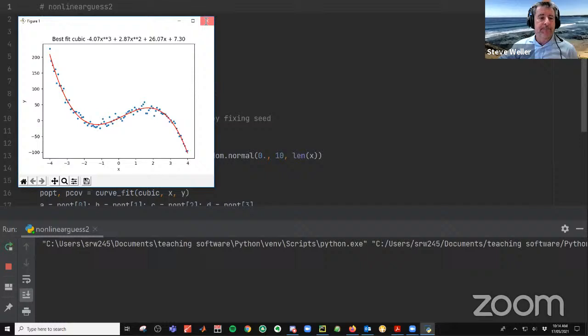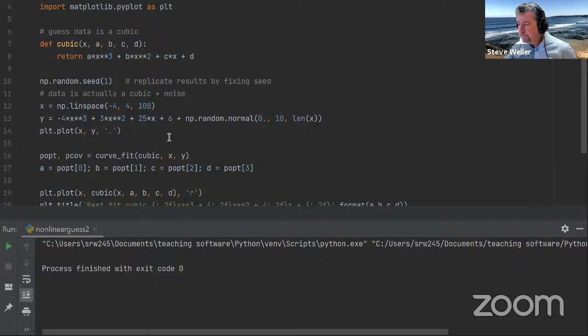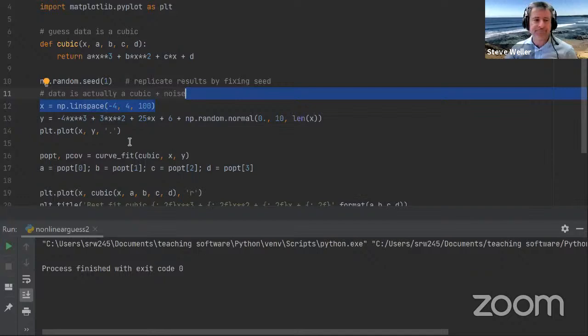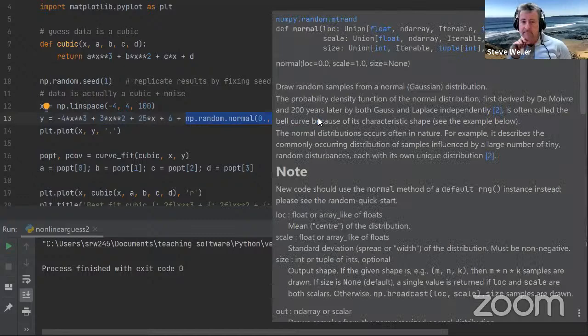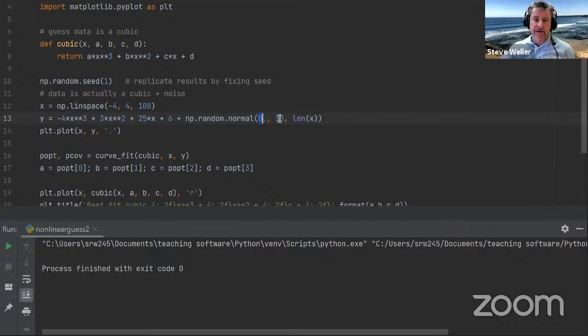So what you'll notice is I deliberately skipped over it because I had to generate the data somehow for the program to fit. And you'll see here in lines 12 and 13 that I generate a sequence of x points between minus 4 and 4, 100 of them. And here in line 11 is actually a cubic polynomial, minus 4x cubed plus 3x squared plus 25x plus 6. The values aren't particularly important, other than they just produce a nice curve for display, plus some normal or Gaussian random noise. And I've just set the parameters here, the mean and the standard deviation. I've just chosen the standard deviation so I got enough variability so that it looked like a good curve to fit.